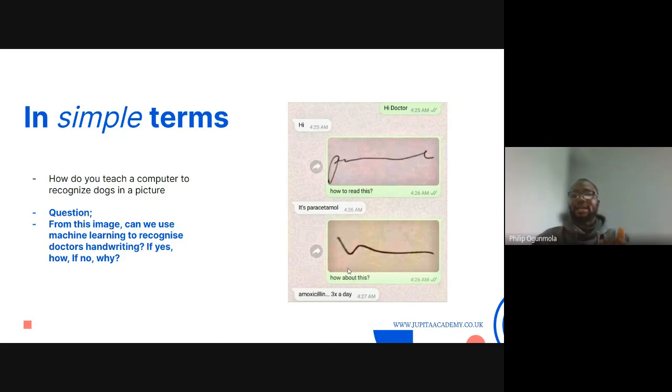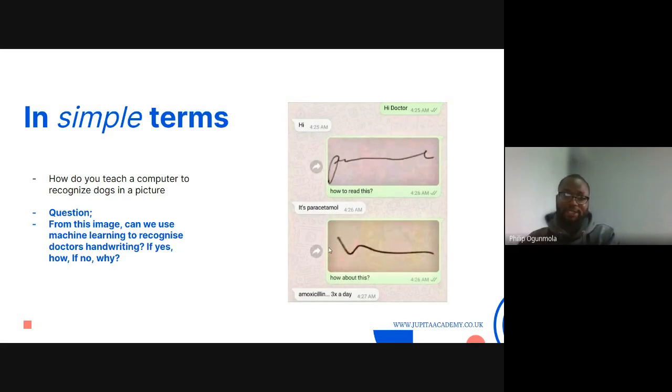At the end of the day, I can ask the machine to bring in a new image and say, what is this image? Although it is a doctor's handwriting, it will easily recognize it and say, okay, this has to be amoxicillin, because it looks like what we already have here. So it's very easy for machine learning algorithms to identify doctors' handwriting. Let me go to the next one.